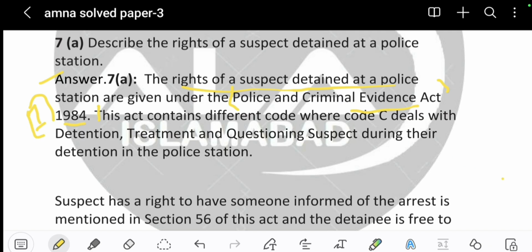Because if you are mentioning the authorities that this act is the main thing that is giving a suspect a right, this is why you will get 1 mark.